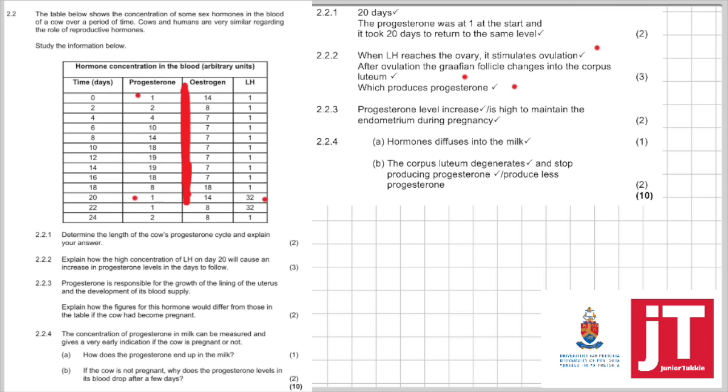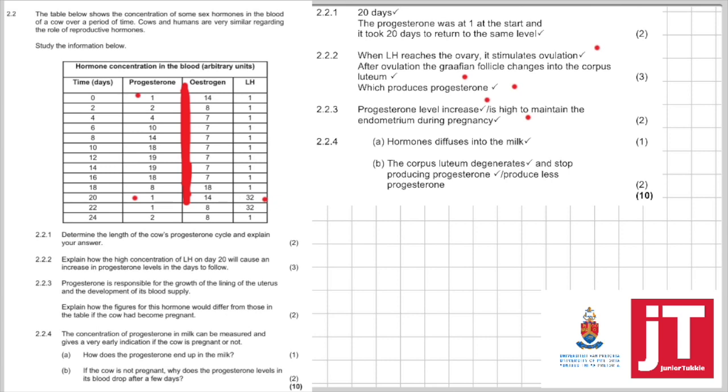2.2.3. Progesterone is responsible for the growth of the lining of the uterus and the development of its blood supply. Explain how the figures for this hormone will differ from those in the table if the cow had become pregnant. Now, what happens if the cow is pregnant? The progesterone levels will be very, very high. Why? To make the endometrium thicker, more vascular, more glandular, for the placenta to form during pregnancy. Yes. Here the memo says to maintain the endometrium. My answer is a bit more specific.